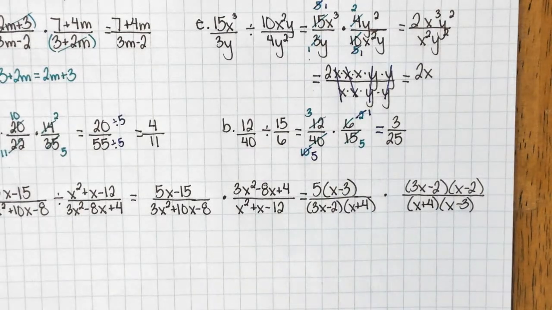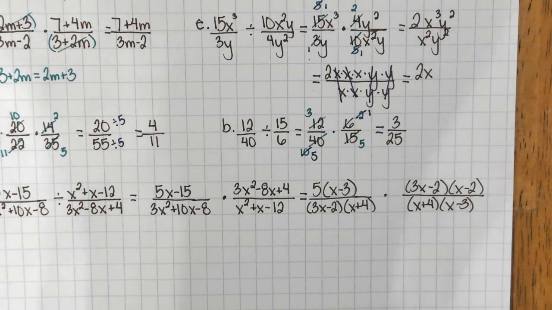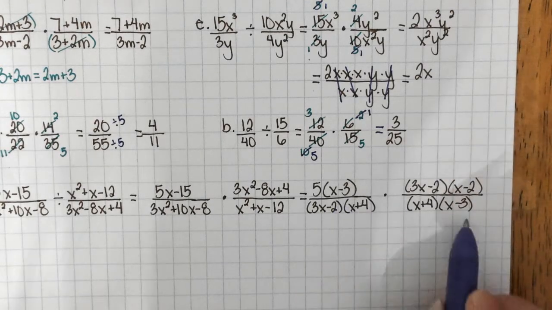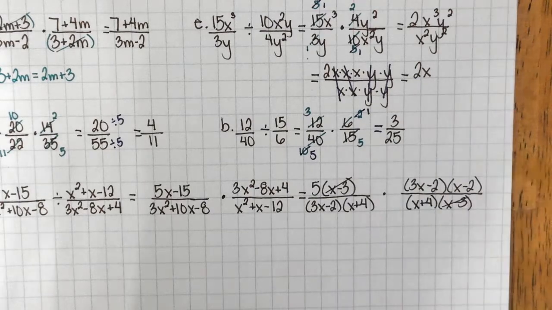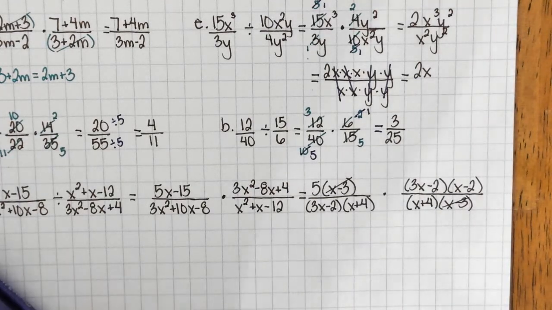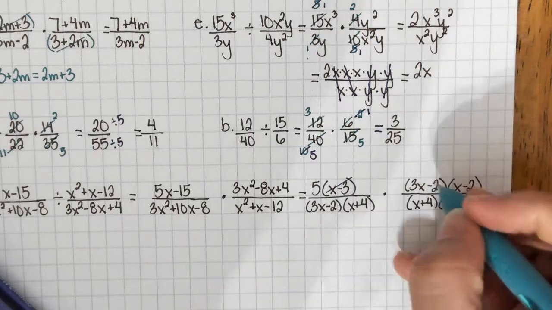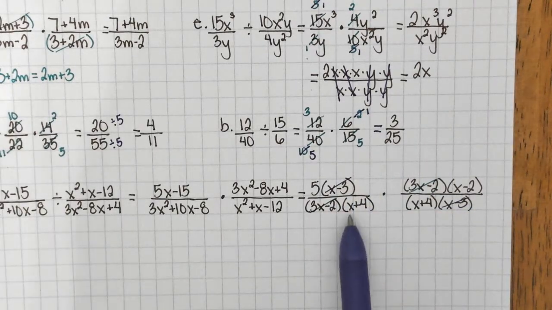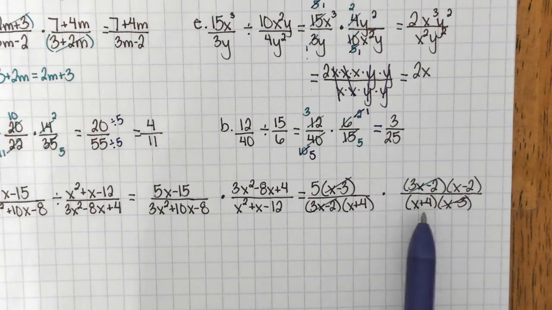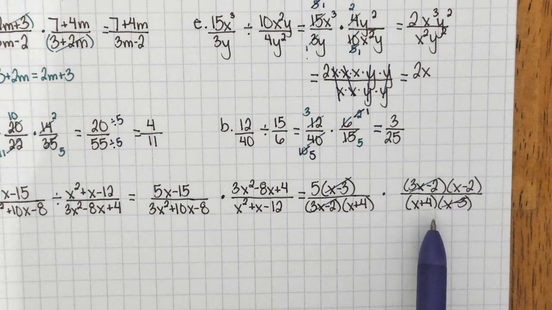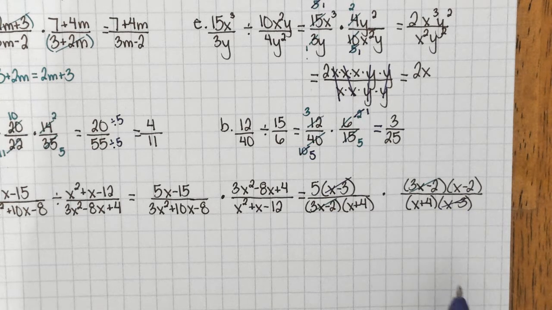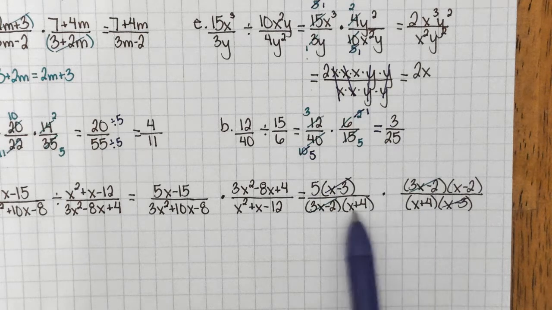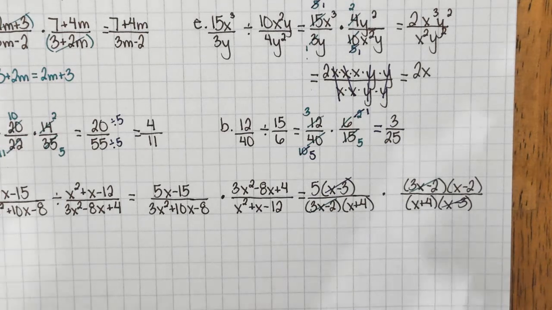So now that it's factored, we look for any common factors. So I have x minus 3 on top and bottom. Those go away. I also have 3x minus 2 and 3x minus 2. Here I have x plus 4 and x plus 4, but I want to point out these are both in the denominator. These cannot cross out. Remember, when they cross out, you're making a big 1. Something divided by itself is 1. These are both in the denominator, so they stay there.